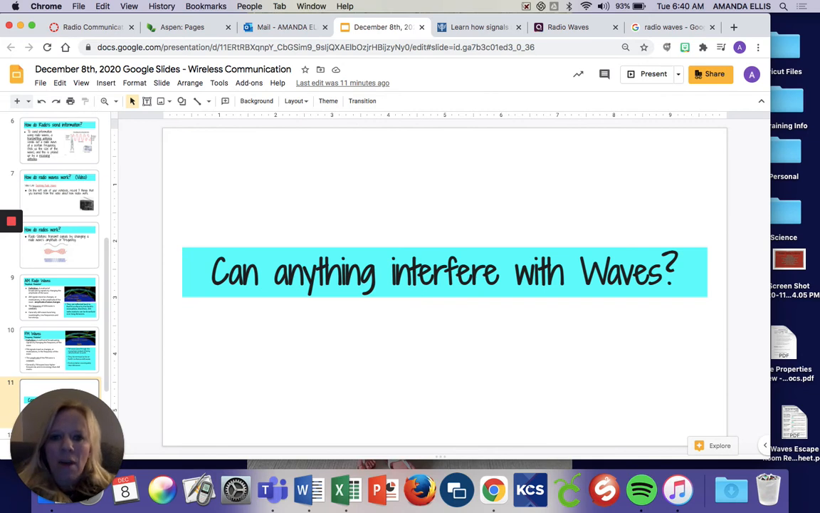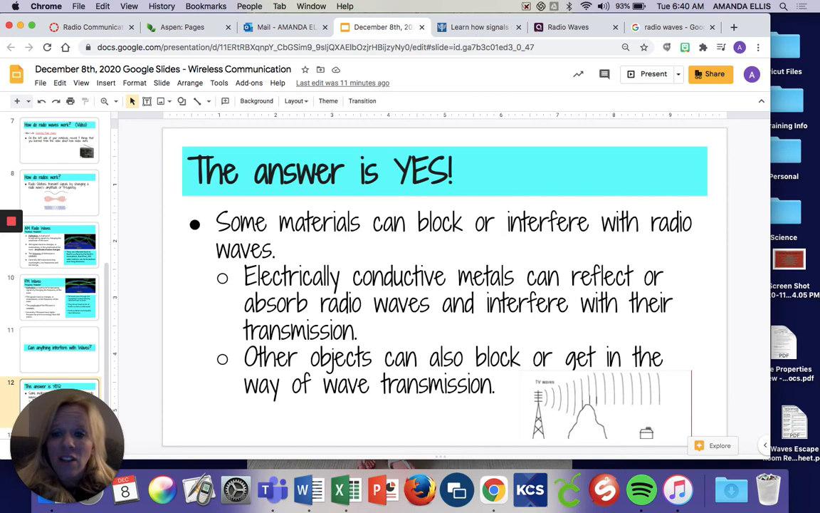So when we're talking about AM and FM waves, and we're talking about radio transmission, is there anything that can interfere with waves? Well, instantly your instinct should go back to wave interference. We talked about a couple of those types when we talked about wave behaviors. So the answer is yes. There are some materials that can block or interfere with radio waves. For example, materials that are electrically conductive, like metals, can reflect or absorb radio waves and interfere with their transmission.